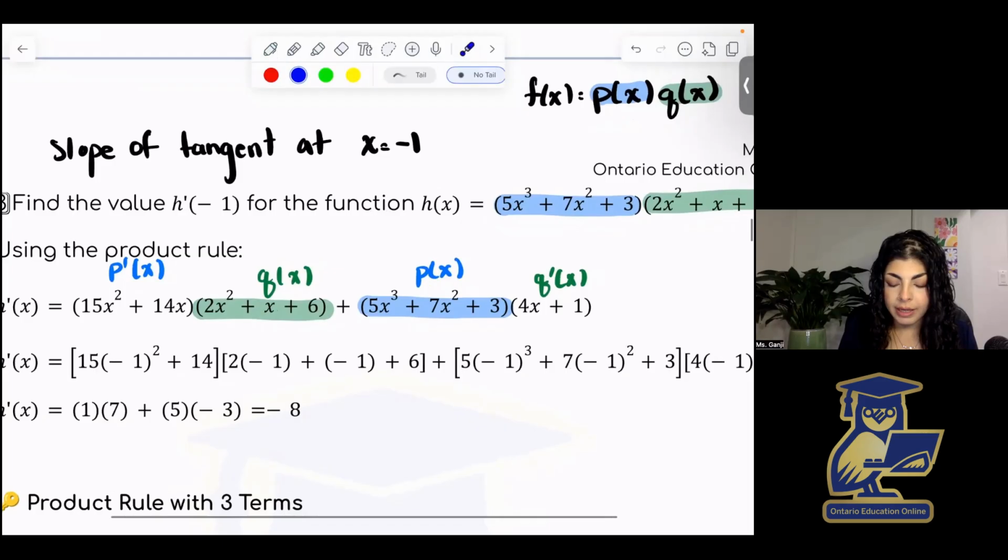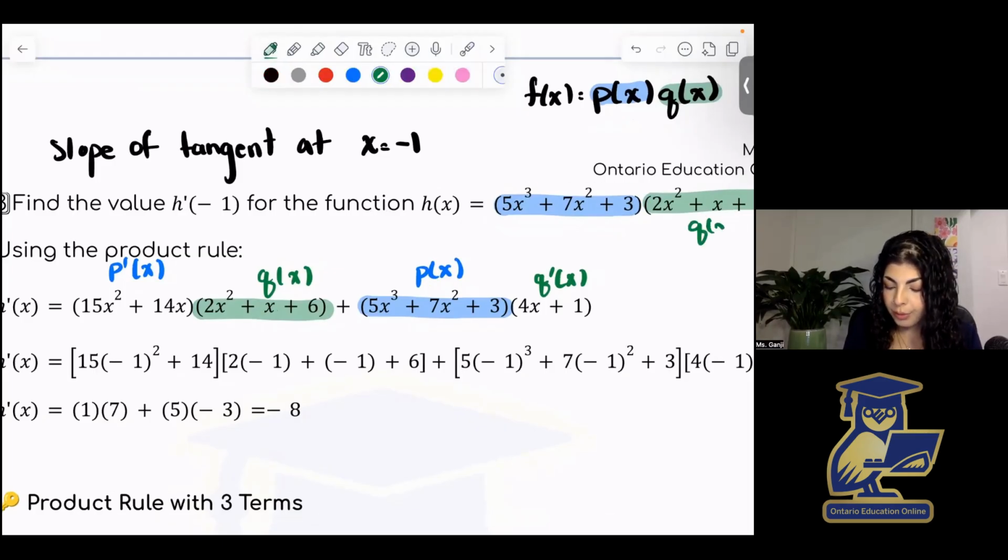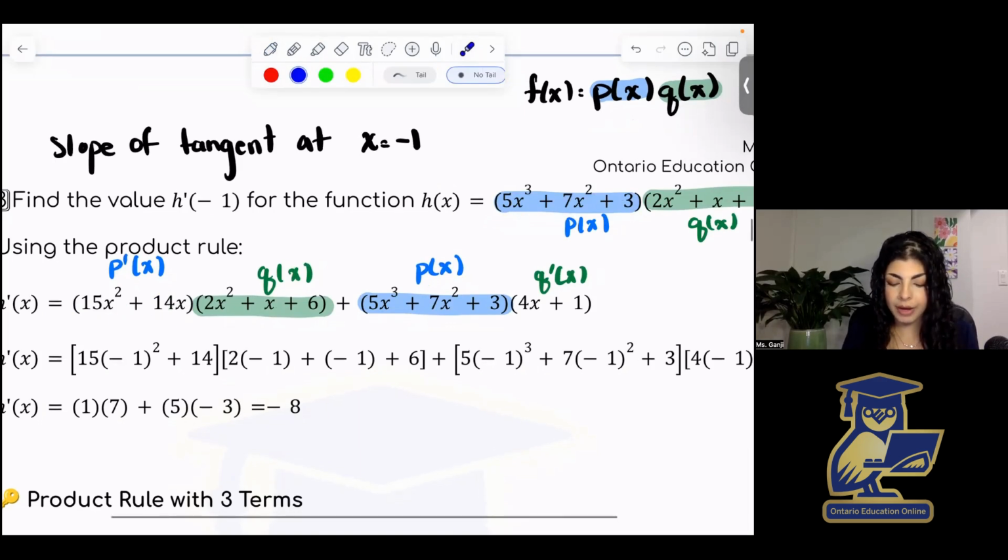So given p of x here, let me just write that here too. Using the power rule and the sum rule, we get 15x squared. Here we get 14x, and here this is a constant, so just 0. And that's exactly what I have there.